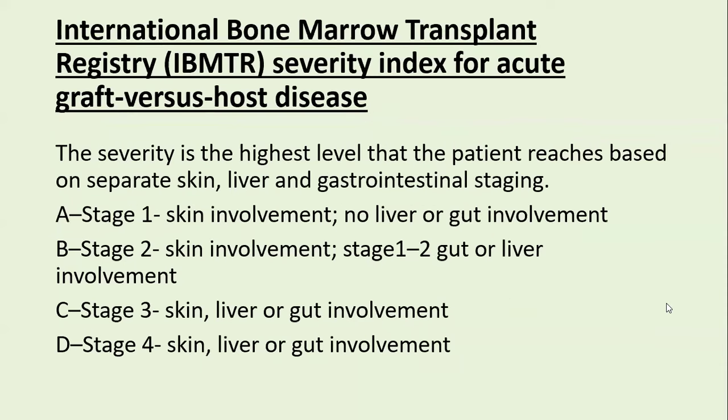Then International Bone Marrow Transplant Registry Severity Index of acute graft versus host disease. The severity is the highest level when the patient reaches, based on separate skin, liver, and GI scoring systems. So stage A is stage 1 with skin involvement and no liver or gut involvement. And stage B is skin involvement with stage 1 or 2 of gut or liver involvement. Stage 3 and 4 has skin, liver, and gut involvement.